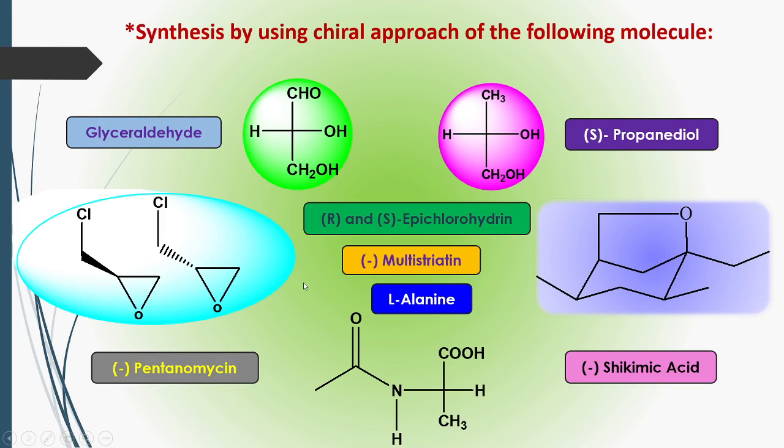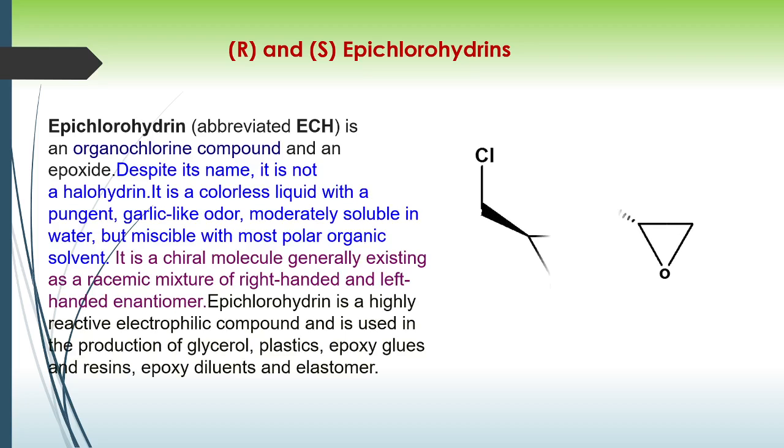So basically, what are epichlorohydrins? Epichlorohydrins are nothing but three-membered oxiranes, or you can say an organochlorine compound and an epoxide. Here these are the structures for the epichlorohydrin. This is the structure for epichlorohydrin, that is the organochlorine and an epoxide. This is called epichlorohydrin, and the configuration for this structure is R.